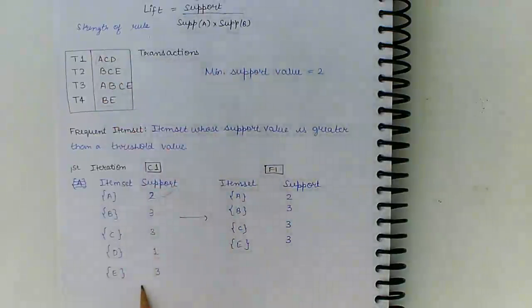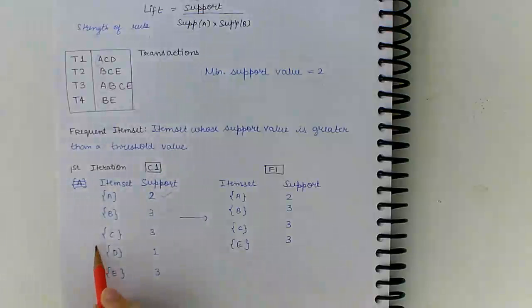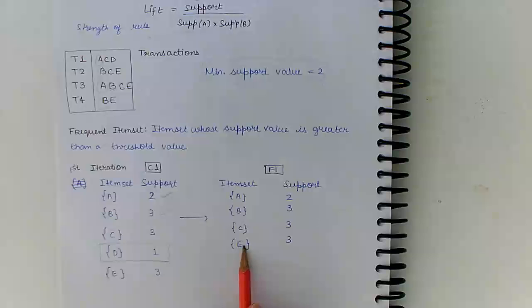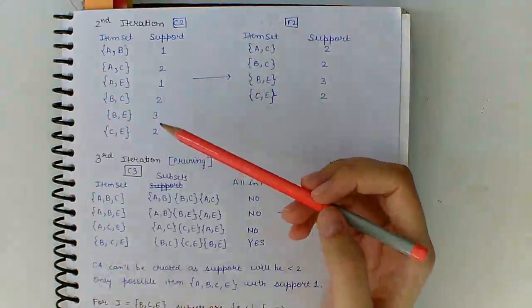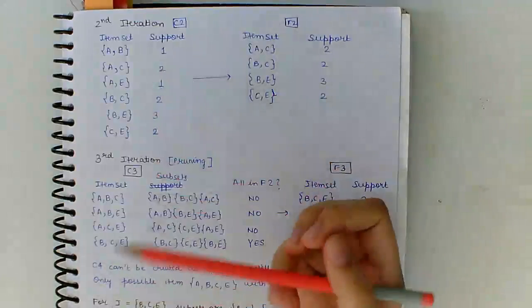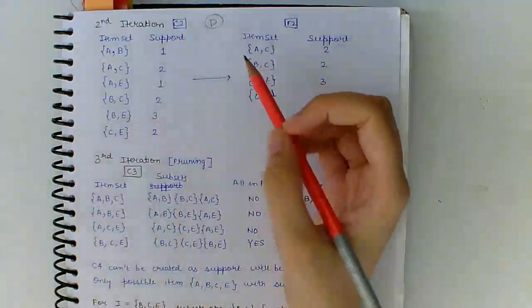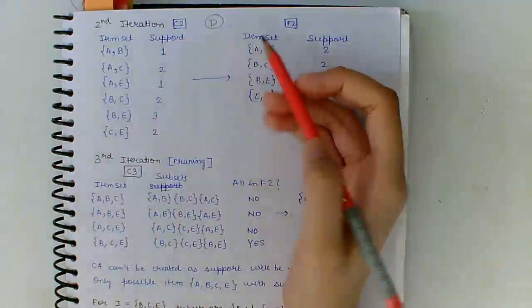Now we can see that for D, the support is less than the minimum value 2. So we remove it in the next table. The complete table after iteration 1 is this, where we have A, B, C and E with values 2, 3, 3 and 3. Now moving on to the second iteration. In the second iteration we take pairs like A, B. We take pairs of everything except with D, because D has a support less than 2, as we have seen in the last iteration.